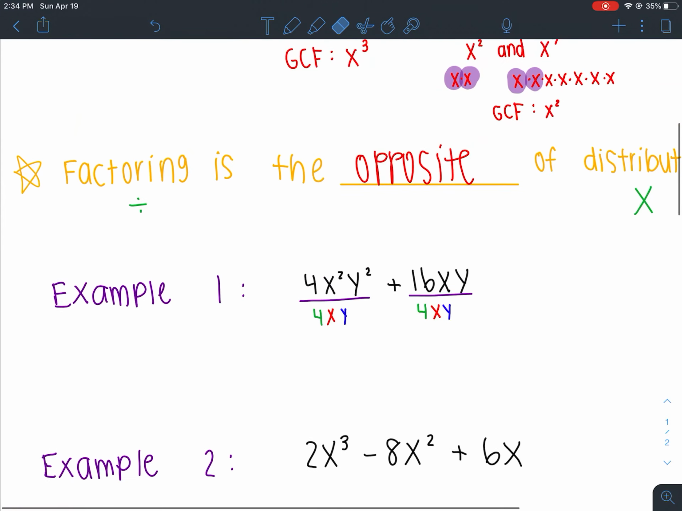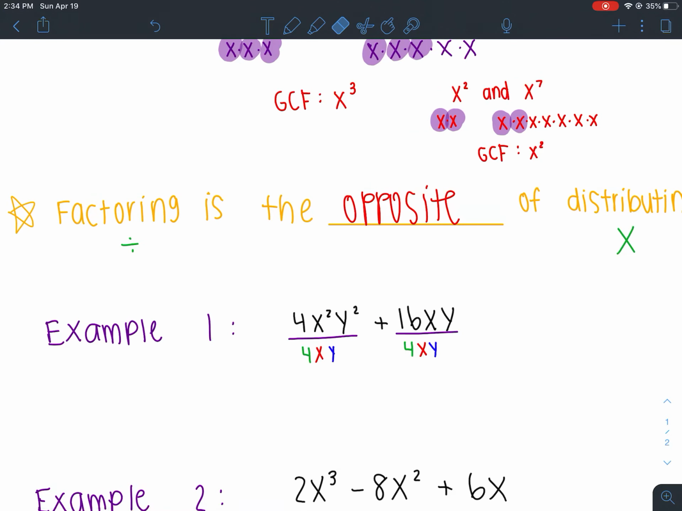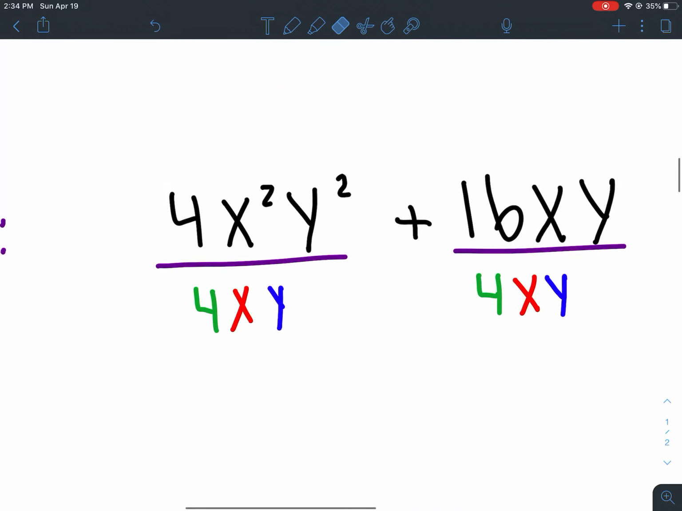So, let me go ahead and backtrack. The goal is you want to take out the greatest common factor. You're trying to take out the greatest amount that you can. So the greatest number that I can take out of both is 4. The greatest amount of x's I can take out of both is just 1 x. And the greatest amount of y's I can take out of both is just y.